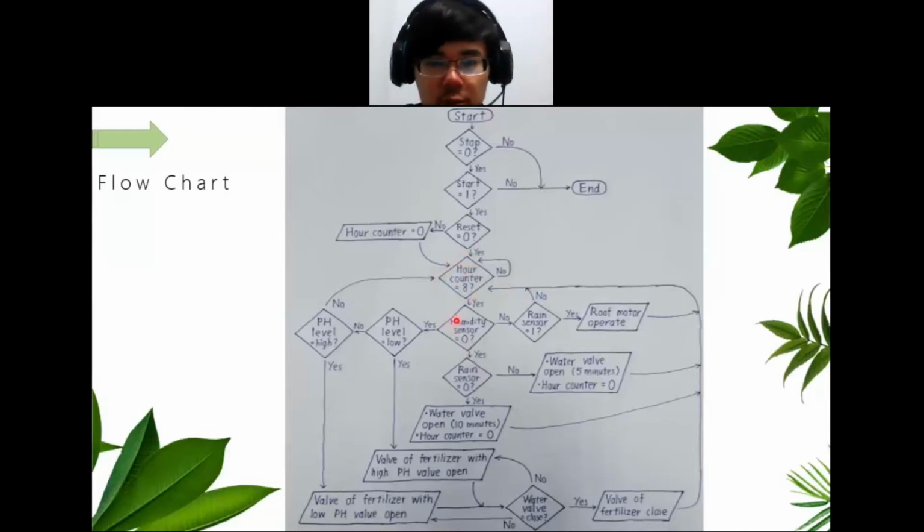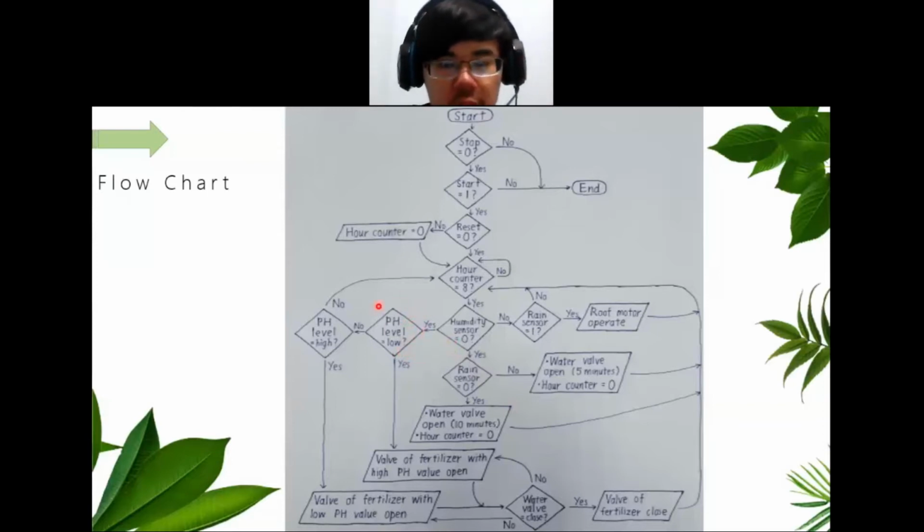There is also the case where the water valve will operate, but it depends on the rain sensor. It will operate for 10 minutes or only 5 minutes, depending on whether it is raining or not. So when the humidity sensor senses the soil is wet, it will check the pH level sensor.